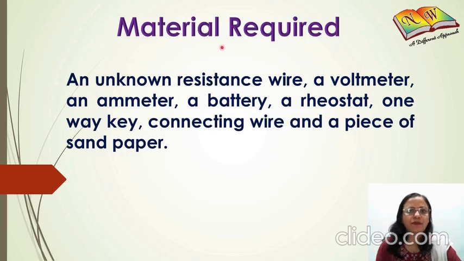The material required for performing this experiment would be an unknown resistance wire, a voltmeter to measure the potential difference, an ammeter to measure the current flowing through the wire, a battery, a rheostat, a one-way key, some connecting wires, and a piece of sandpaper.